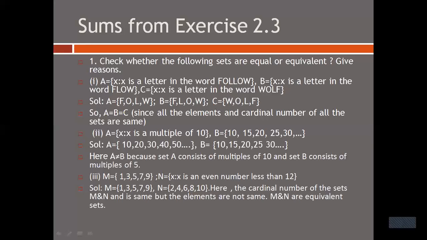Now, third question, M is equal to {1, 3, 5, 7, 9}. Set N is equal to {x such that x is an even number less than 12}. So M is equal to {1, 3, 5, 7, 9}, and N, written in roster form, is {2, 4, 6, 8, 10}, the even numbers which are less than 12. Here, the cardinal number of M and N is the same. Both the sets have 5 elements, but the elements are different. So we can say that M and N are equivalent sets.